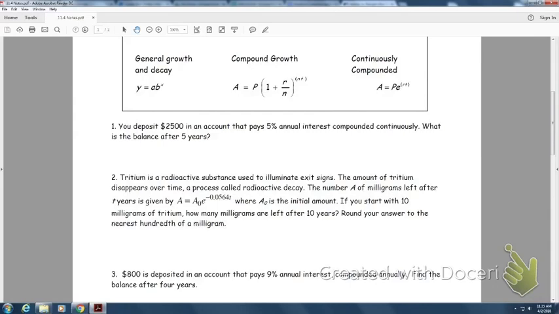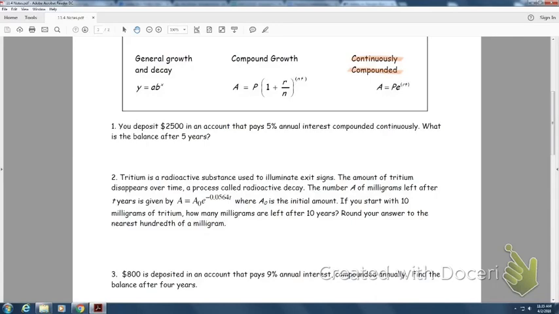So, if the problem says that it is compounded continuously, you're going to use that one. Okay, so that's kind of the first one that I would check for. Does it say compounded continuously? If it does, then you'll use that one. You'll hear me refer to that one as "Pert." Okay, if you just kind of pronounce it, looks like it would be pronounced "Pert."